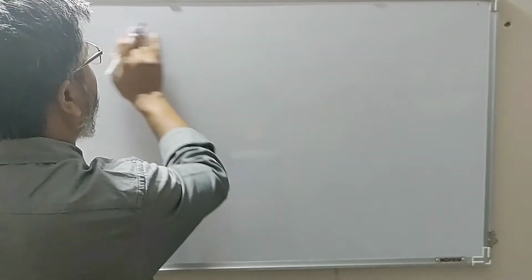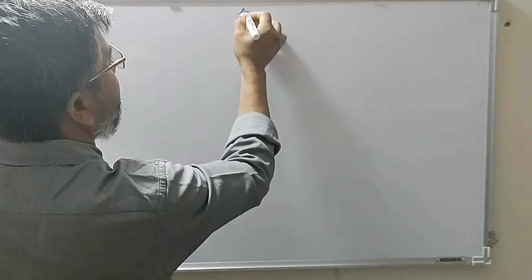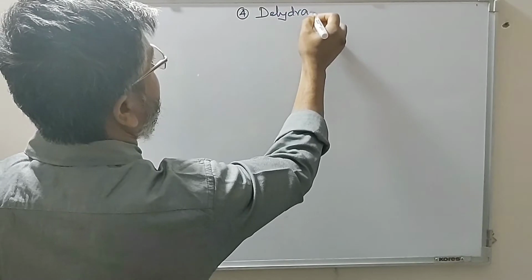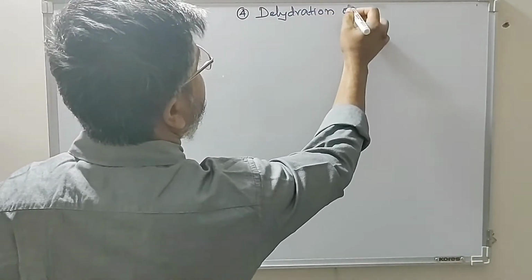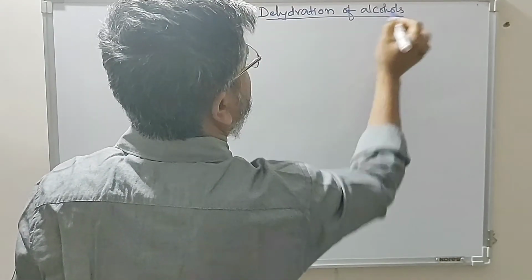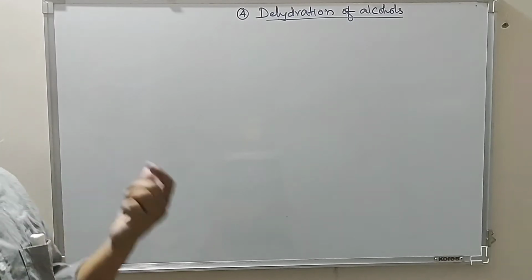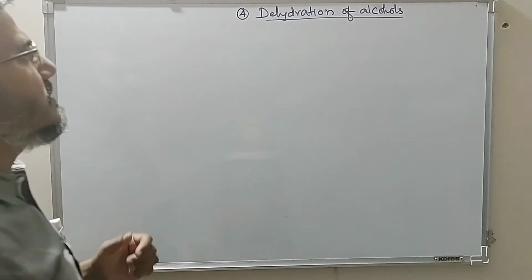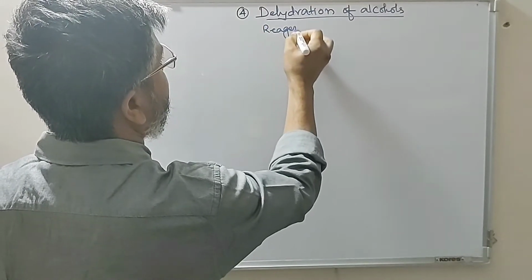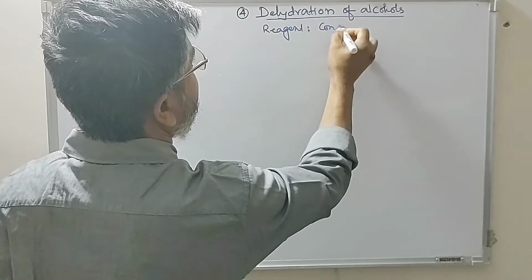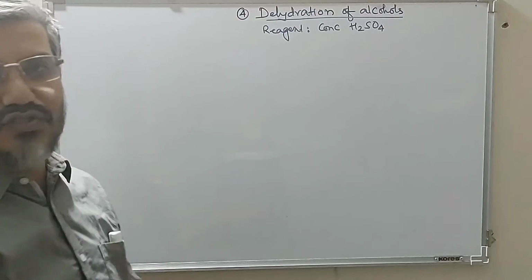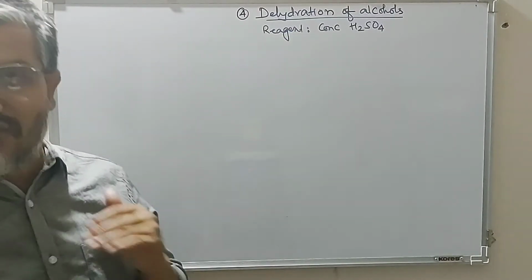Next reaction is the dehydration reaction. Dehydration of alcohols means removal of a water molecule from the alcohol. The reagent used for this dehydration is concentrated sulfuric acid. This concentrated sulfuric acid is used as a reagent for dehydration of alcohols.